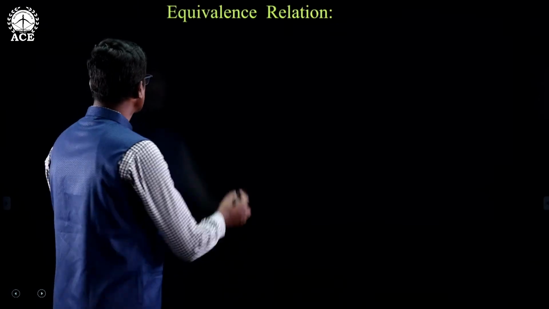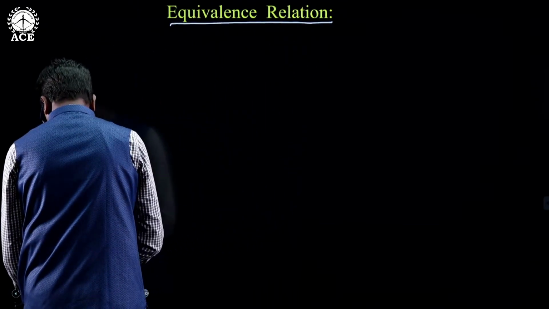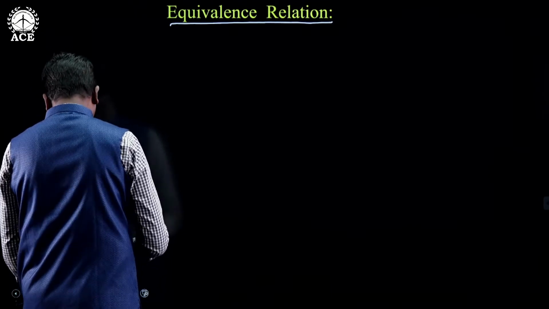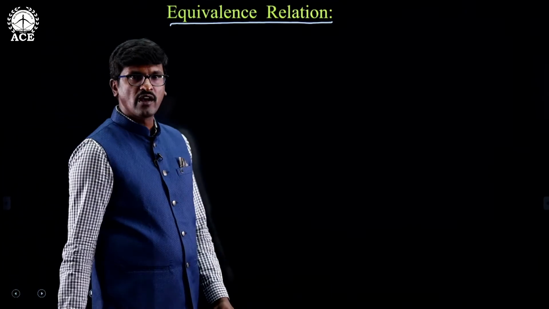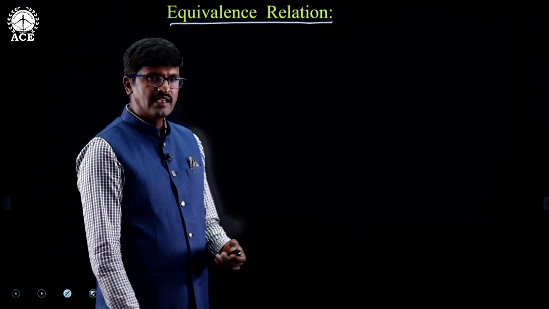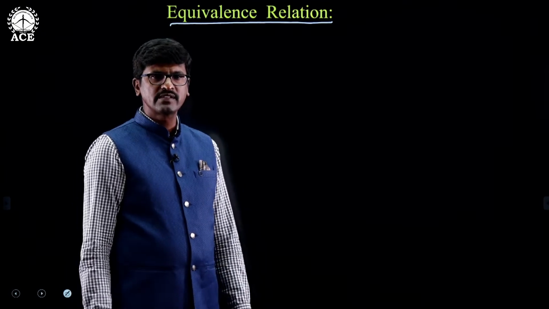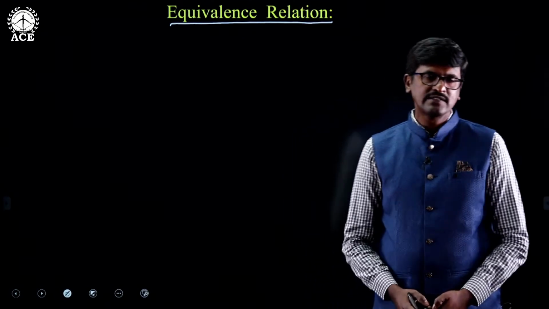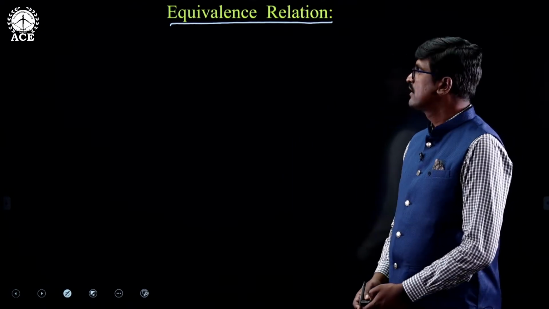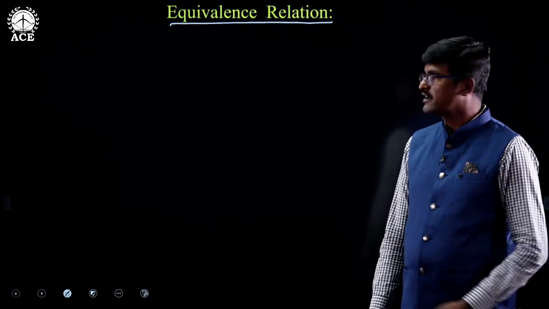Then the next one is the equivalence relation. This is very important from the examination point of view. You can expect one question from this equivalence relation. If the binary relation R satisfies some properties, then we say that the relation R is an equivalence relation. Now we'll see what properties the binary relation should satisfy to become an equivalence relation.